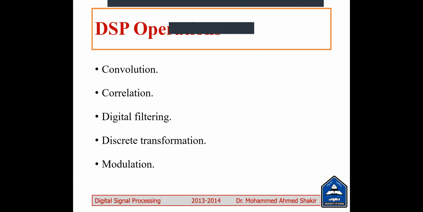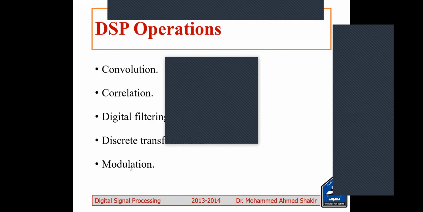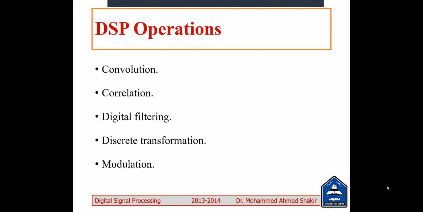In the DSP, we have basically five operations, which are what? These five operations are the following: correlation, convolution, digital filtering, discrete transformation, and modulation. When we talk about the convolution, of course, convolution will be used for what? Will be used to determine the output of a given system.